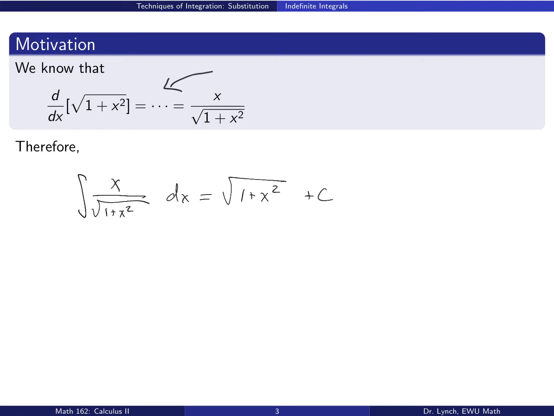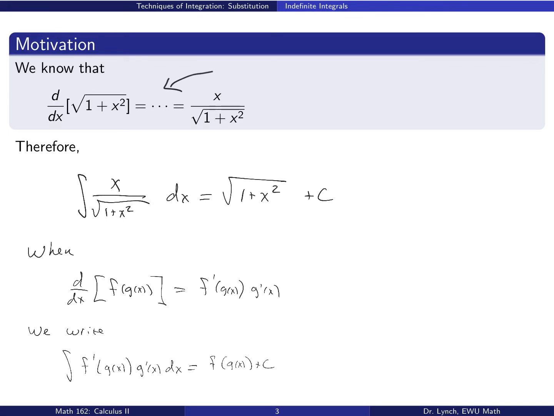Now, of course, the integrand here doesn't seem to follow any of our rules for antiderivatives. So it's hard to see how you would get from one to the other without actually knowing the derivative in the first place. And that's the goal of the substitution rule. So if you want to think about this in a different way, you can think about this in terms of derivatives of compositions of functions.